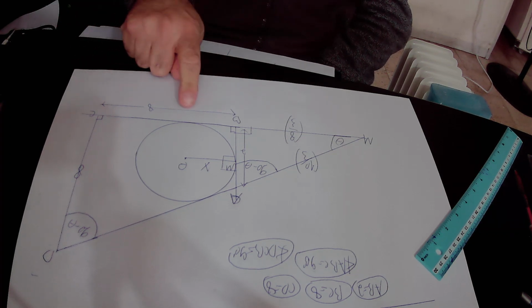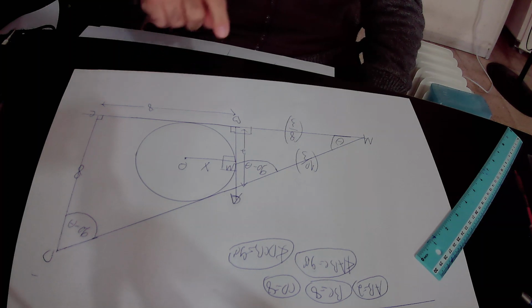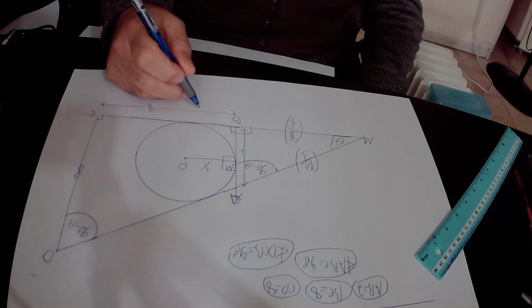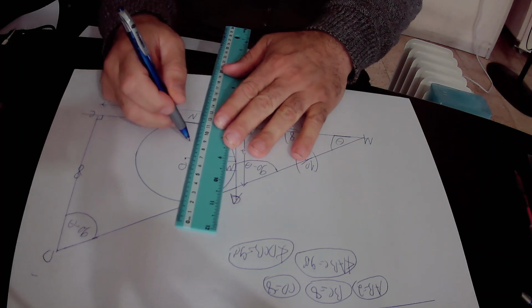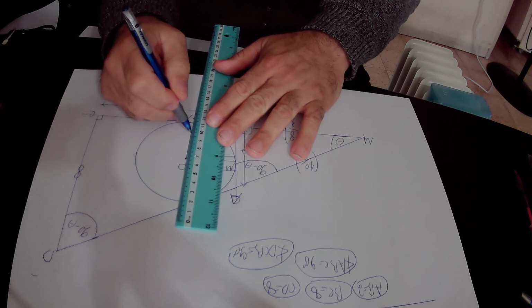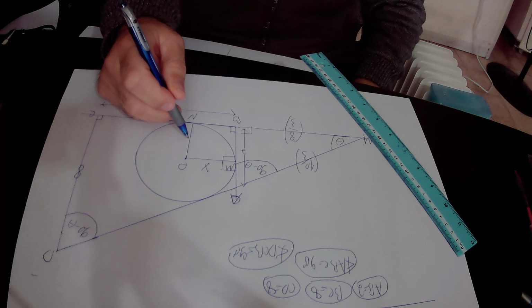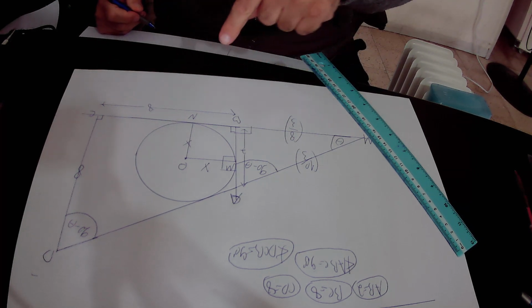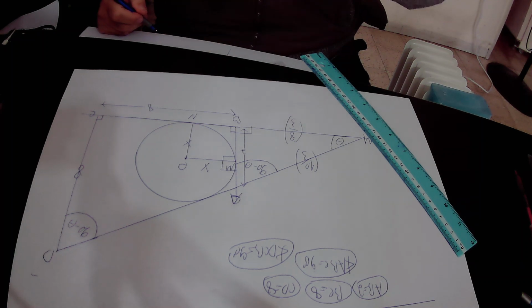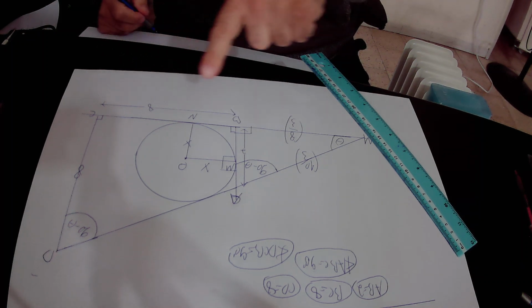BC is tangent to this circle at this point. We define the point of tangency as N. We join points O and N together by a straight line. ON is the radius of the circle that we defined as X. We have the radius ON that is drawn to point N, that is the point of tangency of tangent BC with this circle.